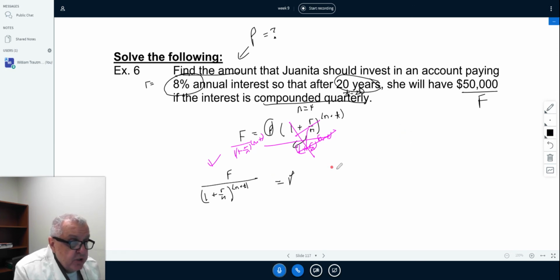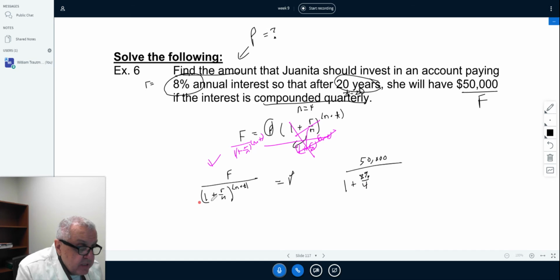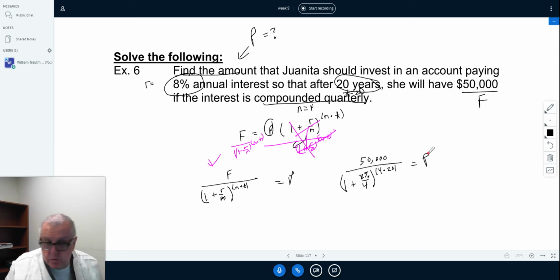My future value will be $50,000 on top. That's how much I want in the bank in the future. The interest rate is 8%. N is 4. N compounds 4 times a year, quarterly. N is 4 and T is 20 years. And this is my present value will equal this.